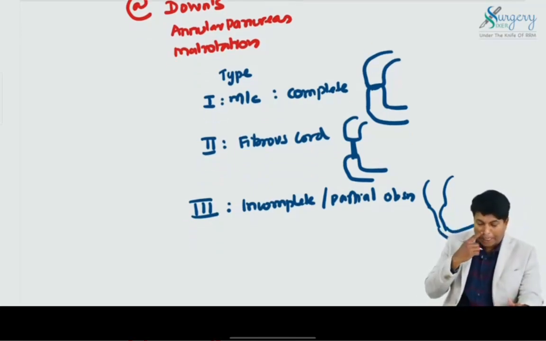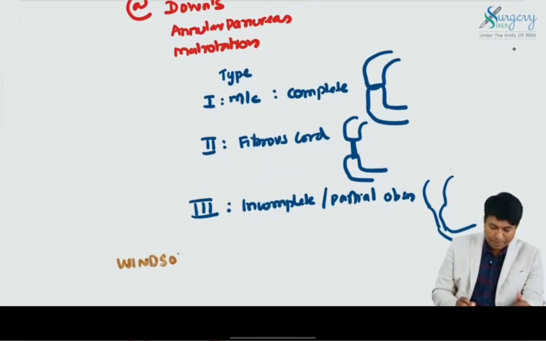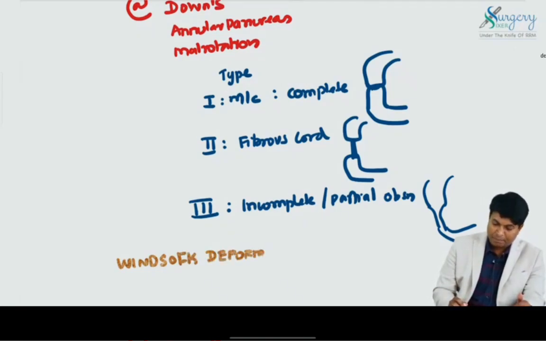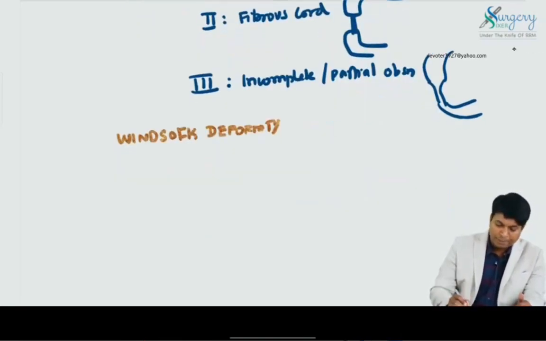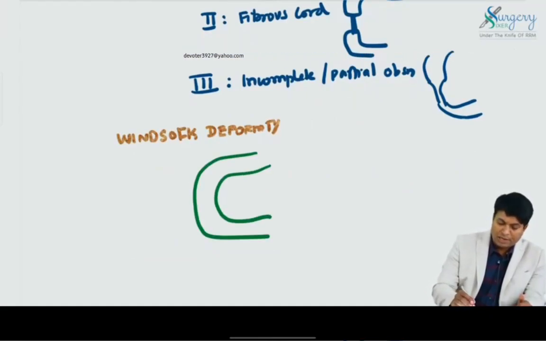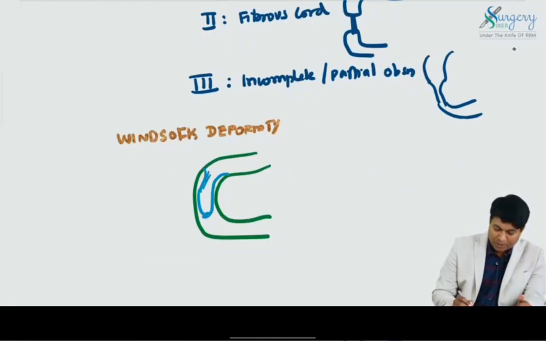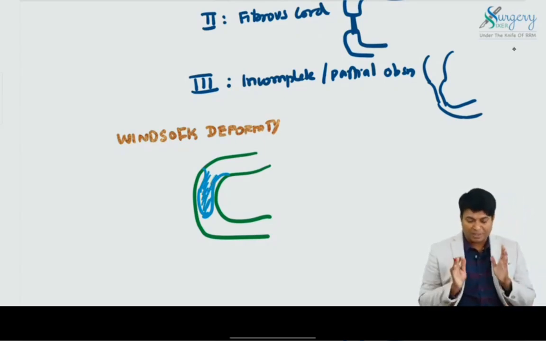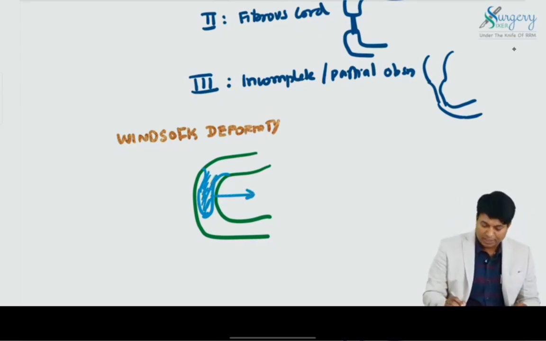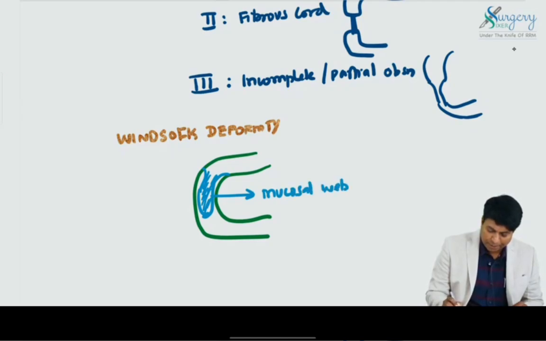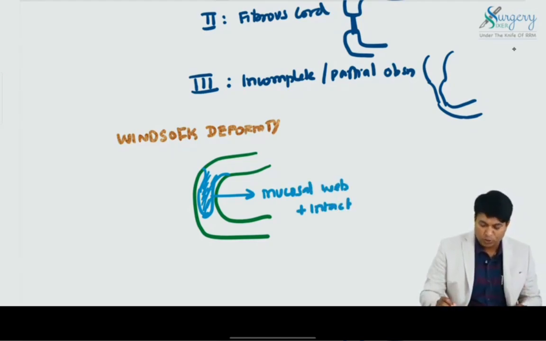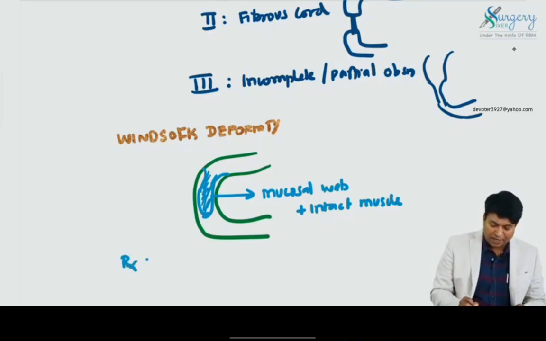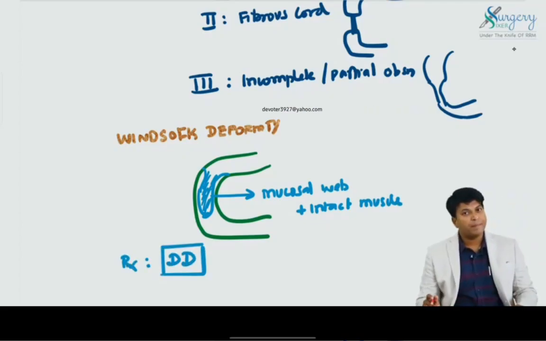In this, one important atresia type you should know is Wind-Sock deformity. Wind-Sock deformity is a type of atresia. There is a mucosal web, please remember. It is a mucosal web like this with intact muscle. So the muscle is good, but the mucosa alone looks like a web. It is known as Wind-Sock deformity. I will show you the picture. Intact muscle is present. For duodenal atresia, I already told you the treatment of choice is duodenostomy.